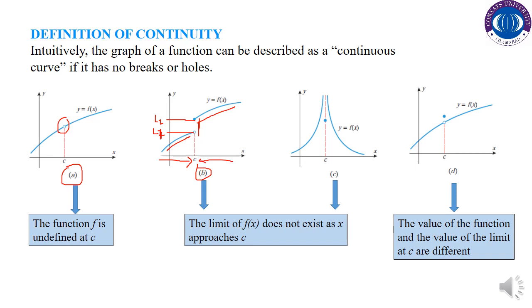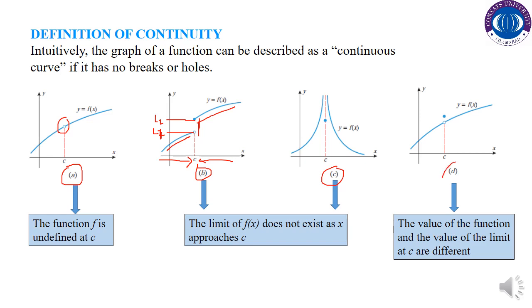Okay, so in the third graph, the limit does not exist because the limit of this function as x approaches C from both sides is going to infinity. ठीक है, तो जब भी आपकी लिमिट इन्फिनिटी को अप्रोच करती है तो it means the limit does not exist at that point. ठीक है, so the function is discontinuous at point C.